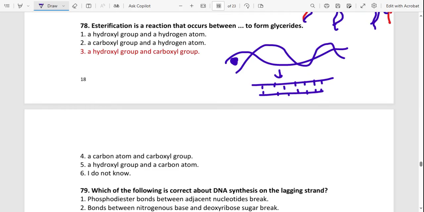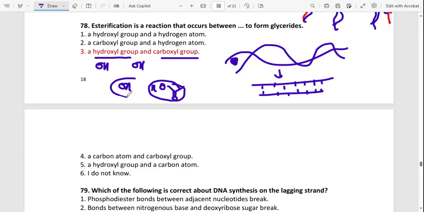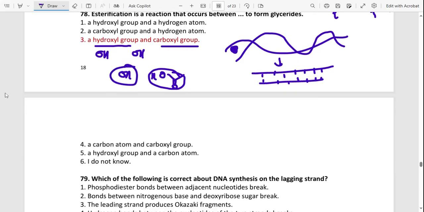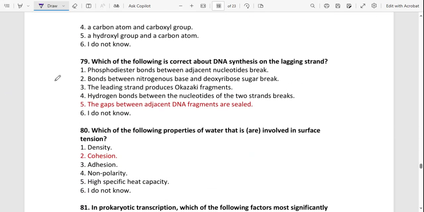Esterification is a reaction that occurs between dash to form glyceride. Now, esterification, we already explained this earlier. For example, in glycerol, you have got the OH of glycerol, and it will react with the OH of a fatty acid. So it is a hydroxyl group and a carboxylic group. So I've got OH and you have got this bond. So this is a carboxyl group. This is your glycerol, I mean your OH hydroxyl.